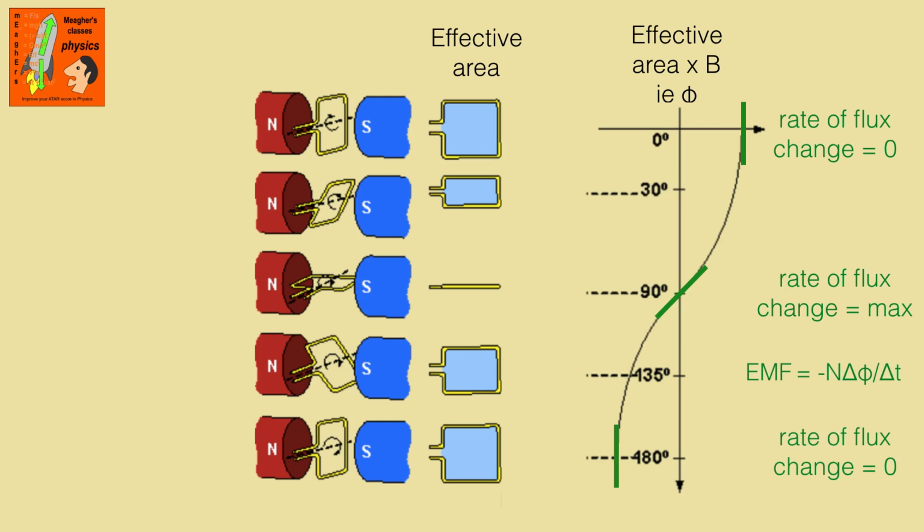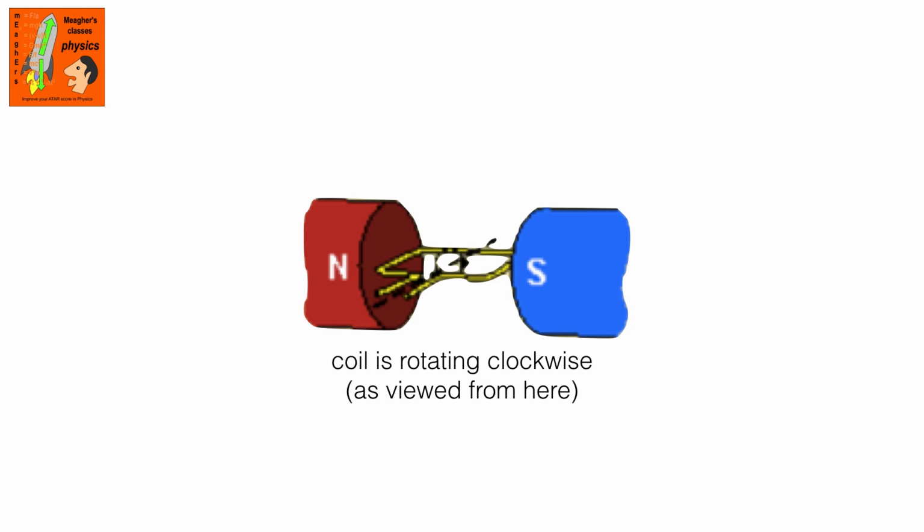Now, as I said, the EMF is the rate at which flux changes. So that's how we're going to calculate the value of the EMF. So let's have a look when it's at 90 degrees, when it's parallel to the field, when the EMF induced we're saying is maximum, and see if we can work out another way to determine what that maximum EMF is.